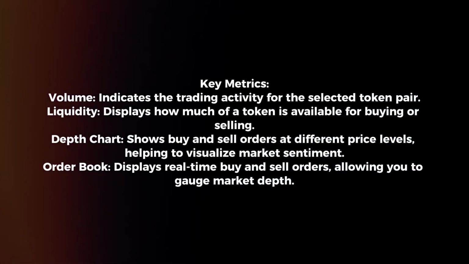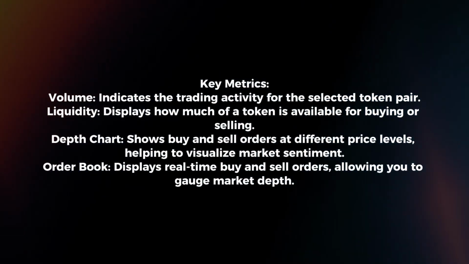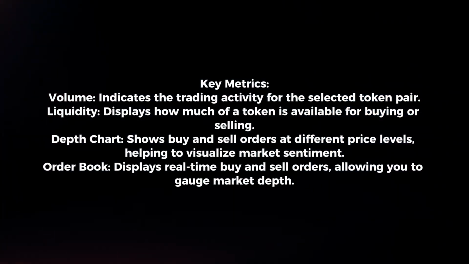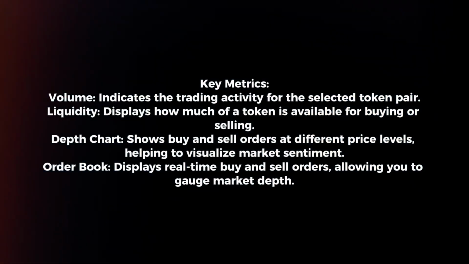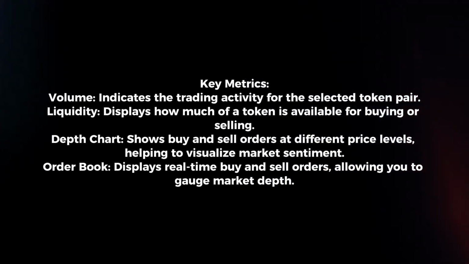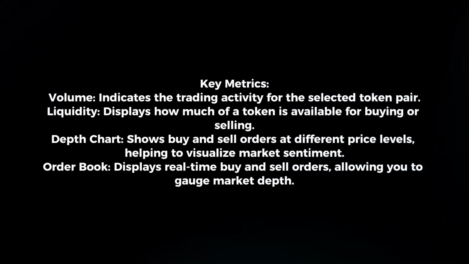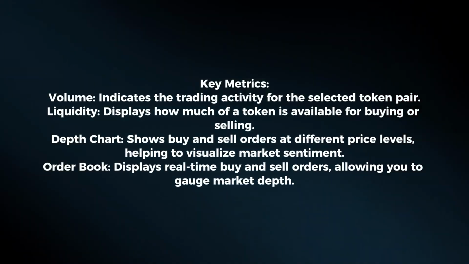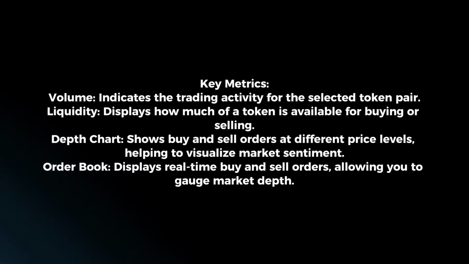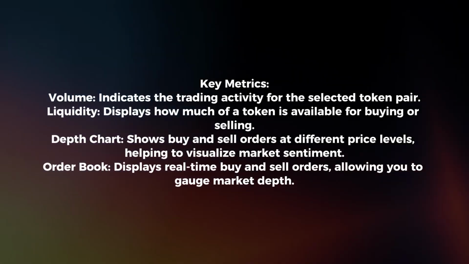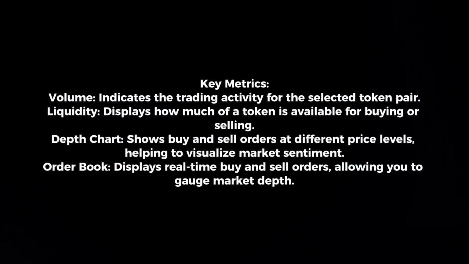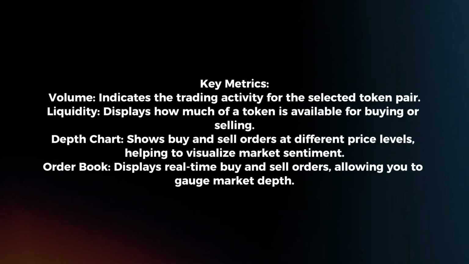Key metrics. Volume indicates the trading activity for the selected token pair. Liquidity displays how much of a token is available for buying or selling. Depth chart shows buy and sell orders at different price levels, helping to visualize market sentiment. Order book displays real-time buy and sell orders, allowing you to gauge market depth.